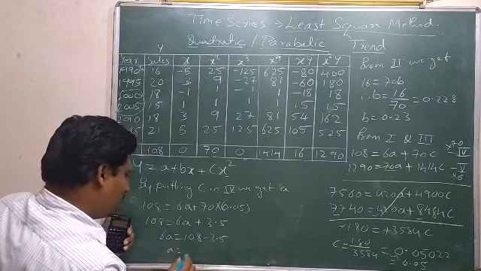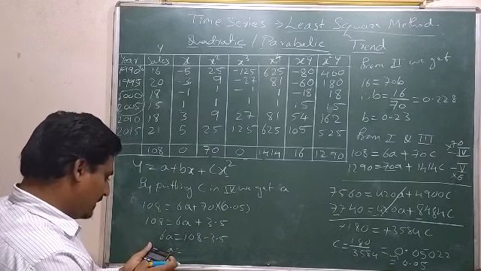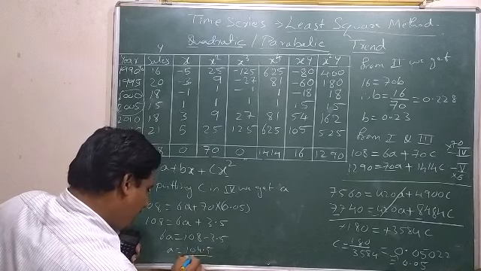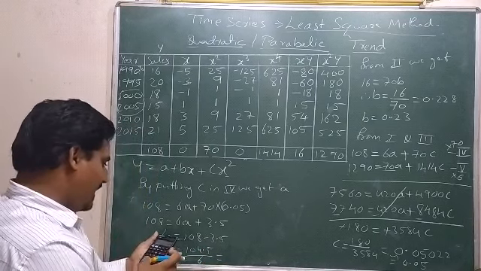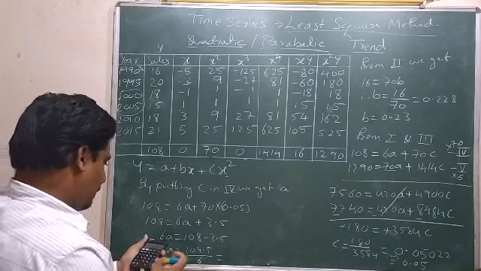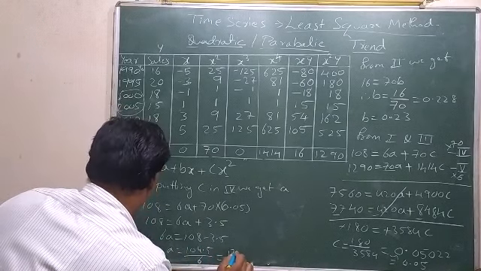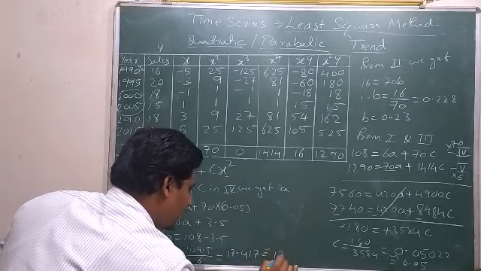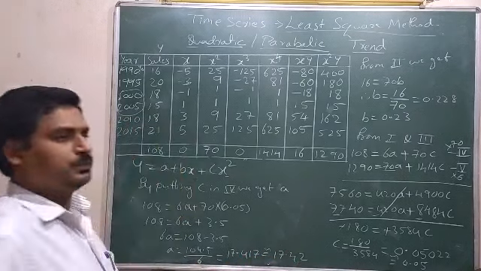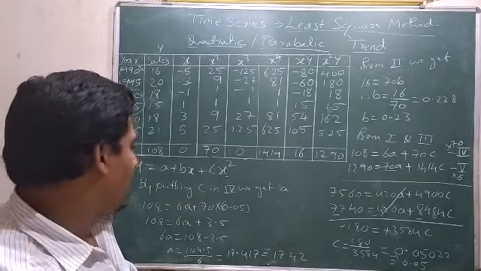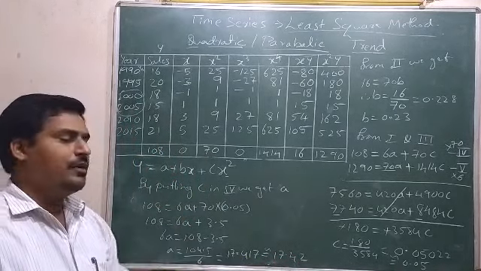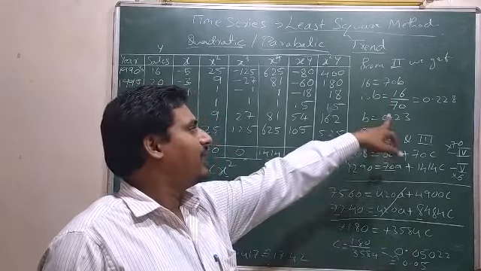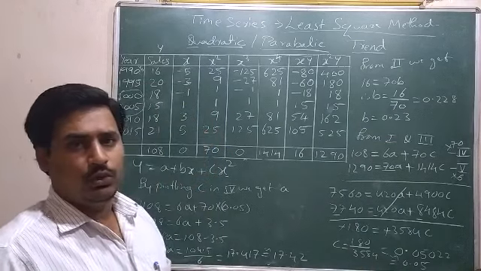So A is equal to 108 minus 3.5, which is 104.5, divided by 6. So we get A is equal to 17.417, approximately 17.42. So the value of A is 17.42, whereas the value of C is 0.05 and the value of B is 0.23.